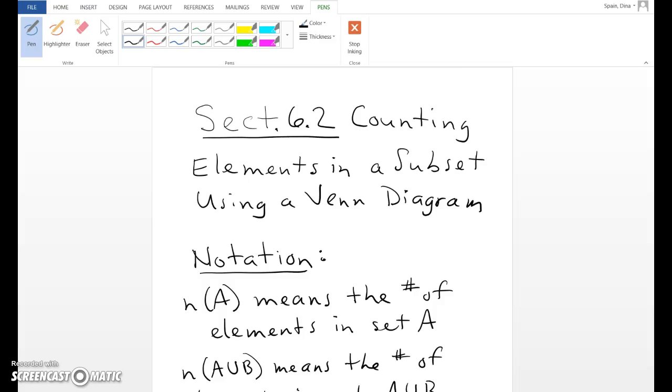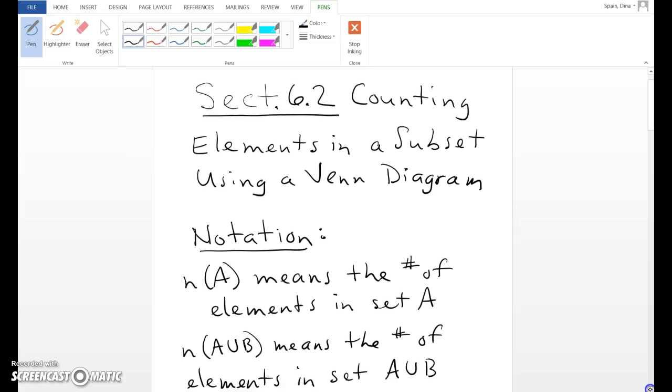Alright, here are the notes for section 6.2. 6.2 deals with counting elements in a Venn diagram, counting elements in a subset using a Venn diagram. We're introduced to Venn diagrams in the notes for 6.1, so let's go over a little bit of notation we'll need here in 6.2.